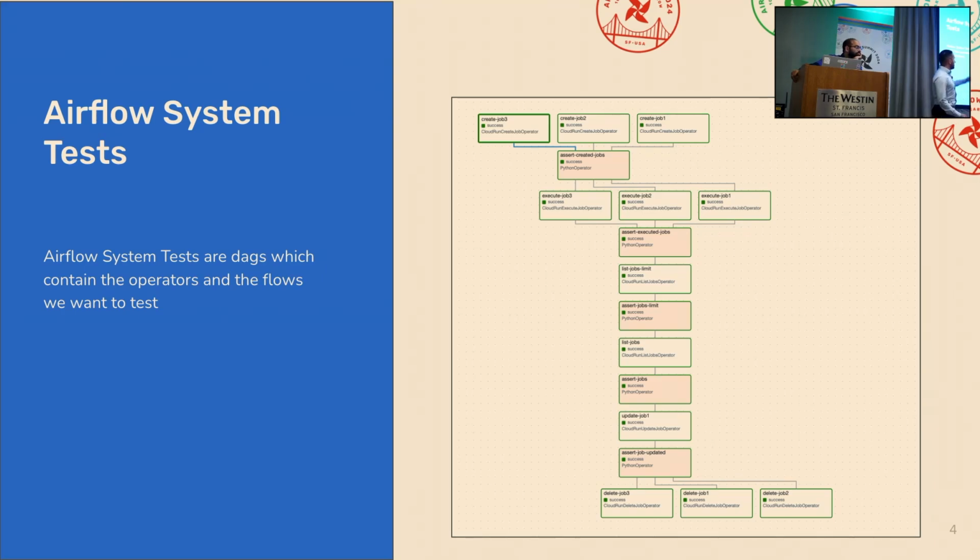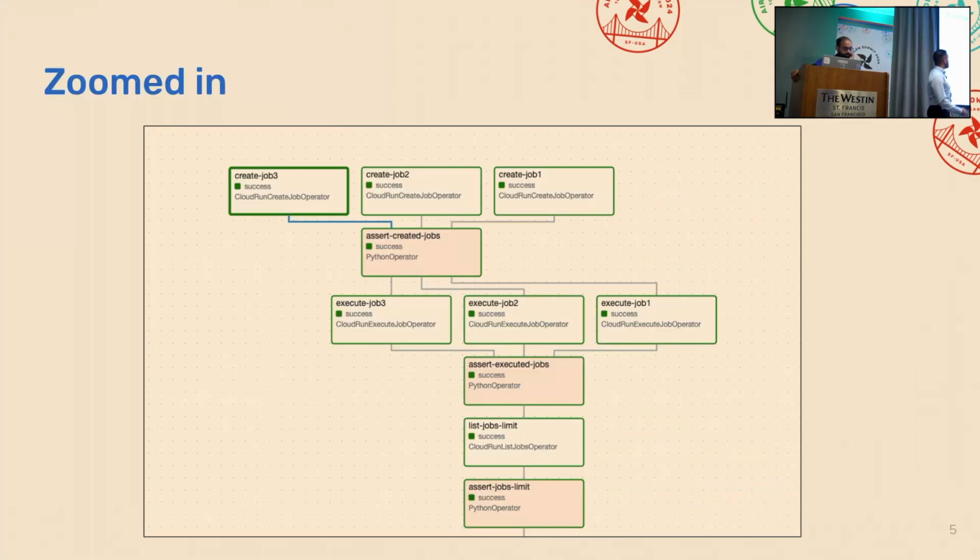This is an example, but let's zoom in a little bit. This is an example of a system test that tests the Google Cloud Run operators. So as you can see, this is a DAG. It's testing the create job operator, the Cloud Run execute job operator, the list operator. So first we're creating some jobs, we're doing some assertions, we are running the jobs, other assertions. So here we are testing the actual flow.